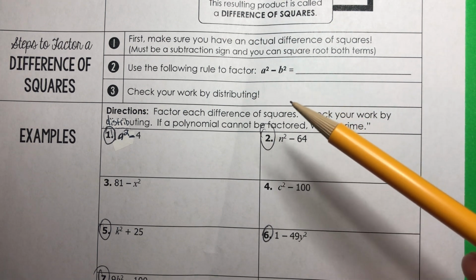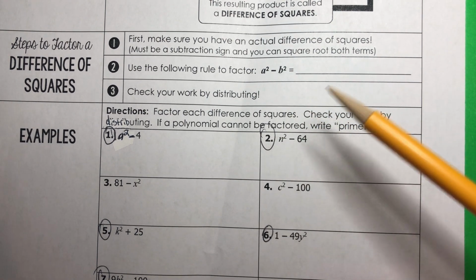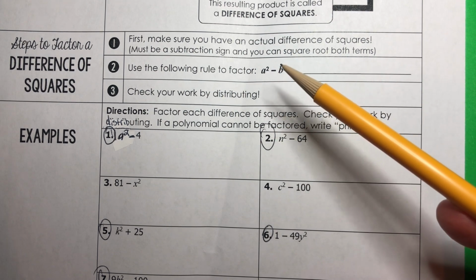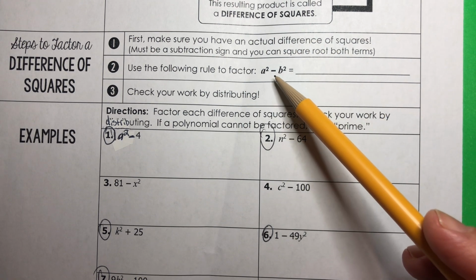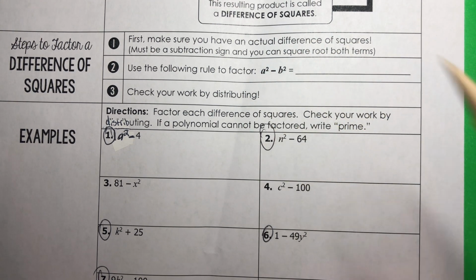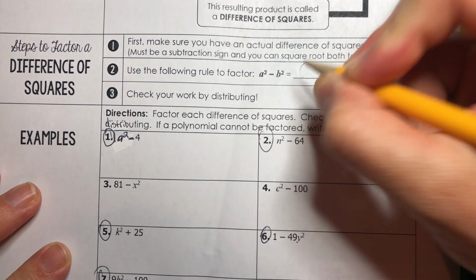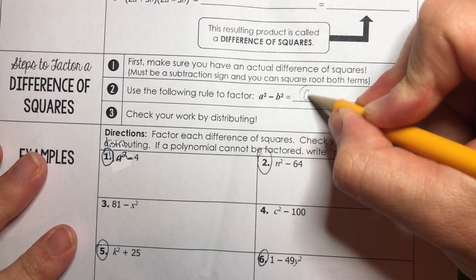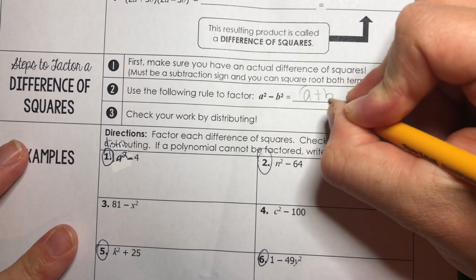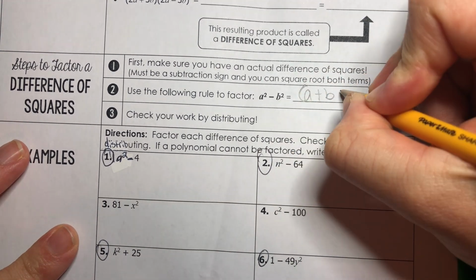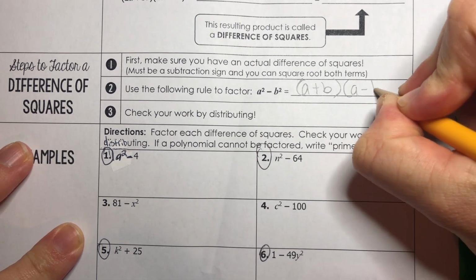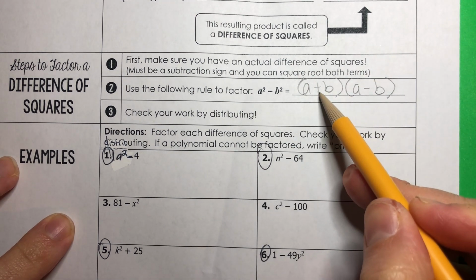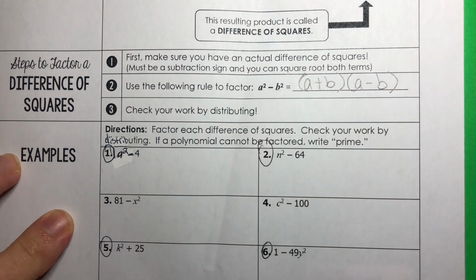Okay, so last week what we did is we factored using the greatest common factor. This is going to be a rule to follow if your polynomial looks like this: subtraction sign in the middle, and you can take the square root of both of the terms. So when you're factoring a difference of squares, all you do is you split that up into an addition set of parentheses and a subtraction. You're going to take those two square roots, and add them in the first set, and subtract them in the second.